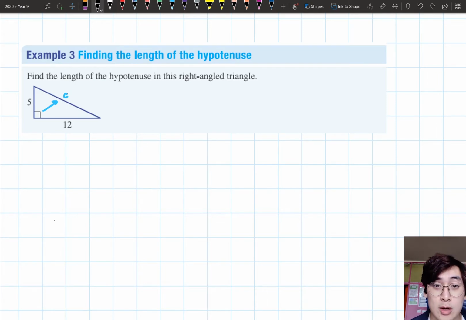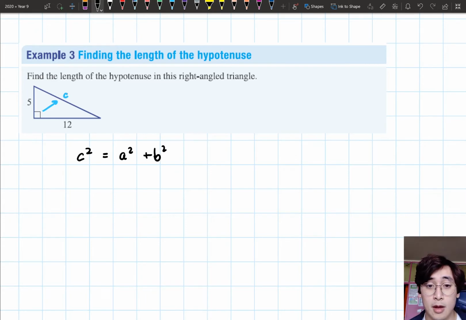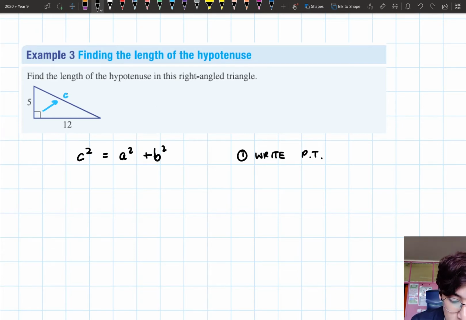The first thing I want to do is write down Pythagoras' theorem. So first I'm going to go c squared is equal to a squared plus b squared. I've written Pythagoras' theorem. So this is step 1. So step 1, write Pythagoras' theorem. I'm just going to shorthand it to PT.